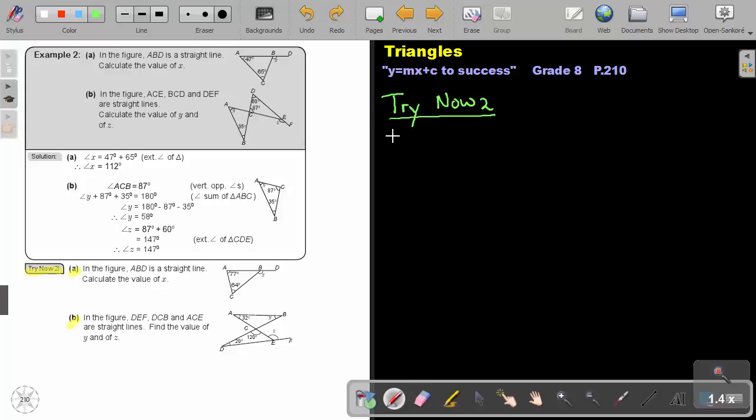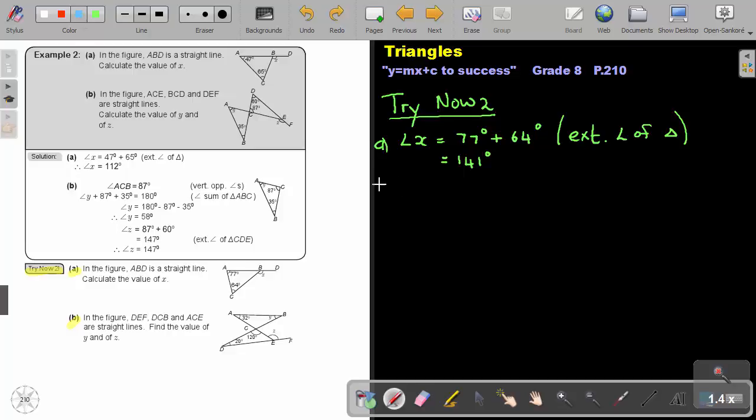Try now 2. If I look at this one, this is an exterior angle, and this is the opposite interior angle. So this is very easy. We're just going to say angle X is just the sum of the opposite interior angles, and we give the reason. The reason is the exterior angles of the triangle. And if we add it up, we get 141 degrees. Okay, that was number A.